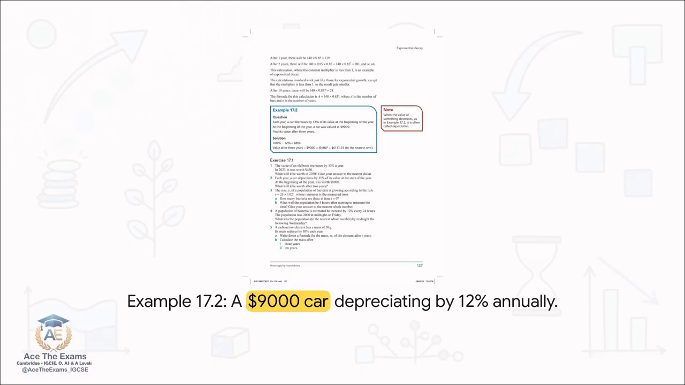That means our constant multiplier for this calculation is 0.88. To find the car's value after 3 years, we calculate $9,000 times 0.88 to the power of 3. Your calculator will spit out $6,133.25. That is a massive drop in value, all driven by that multiplier being less than 1.